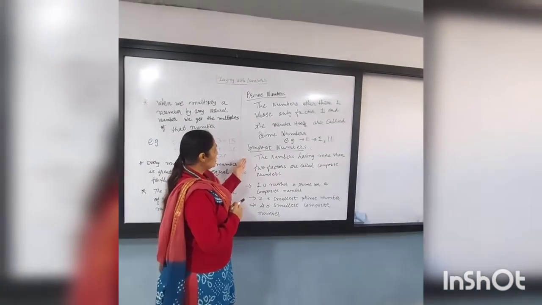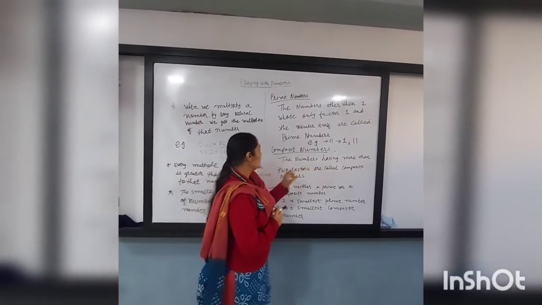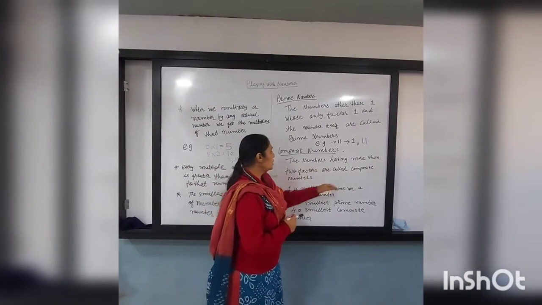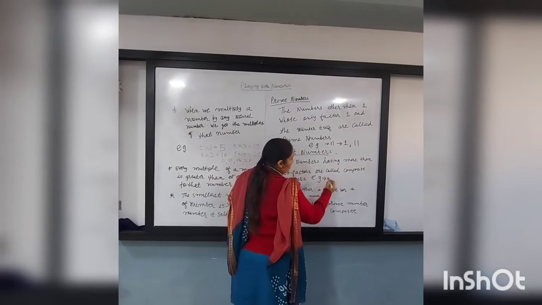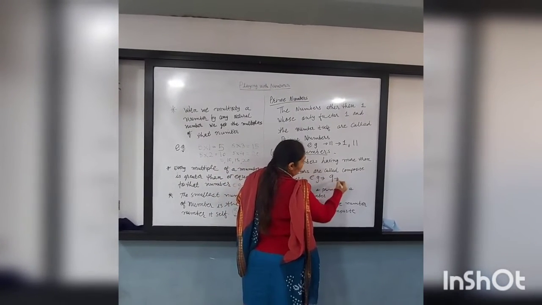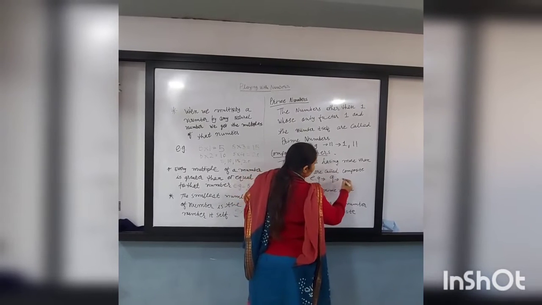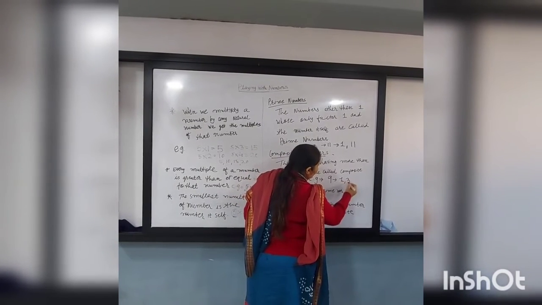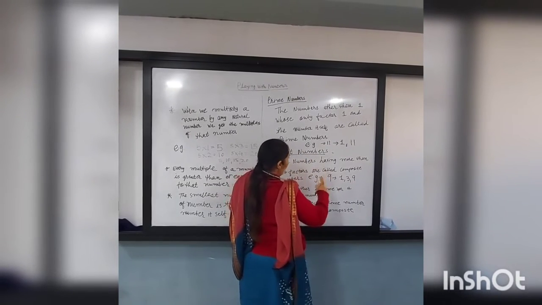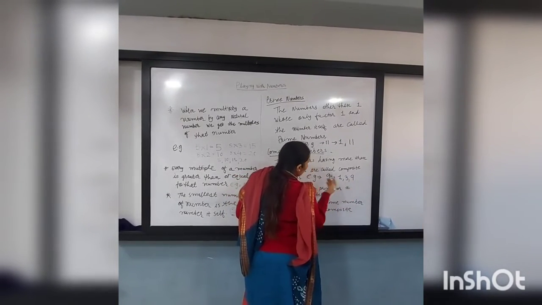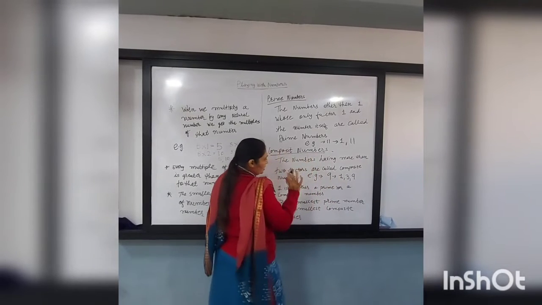Now, composite numbers. A number having more than 2 factors is called a composite number. For example, suppose we take 9. 9 has the factors 1, 3 and 9, the number itself. So it has more than 2 factors, and 9 is a composite number.